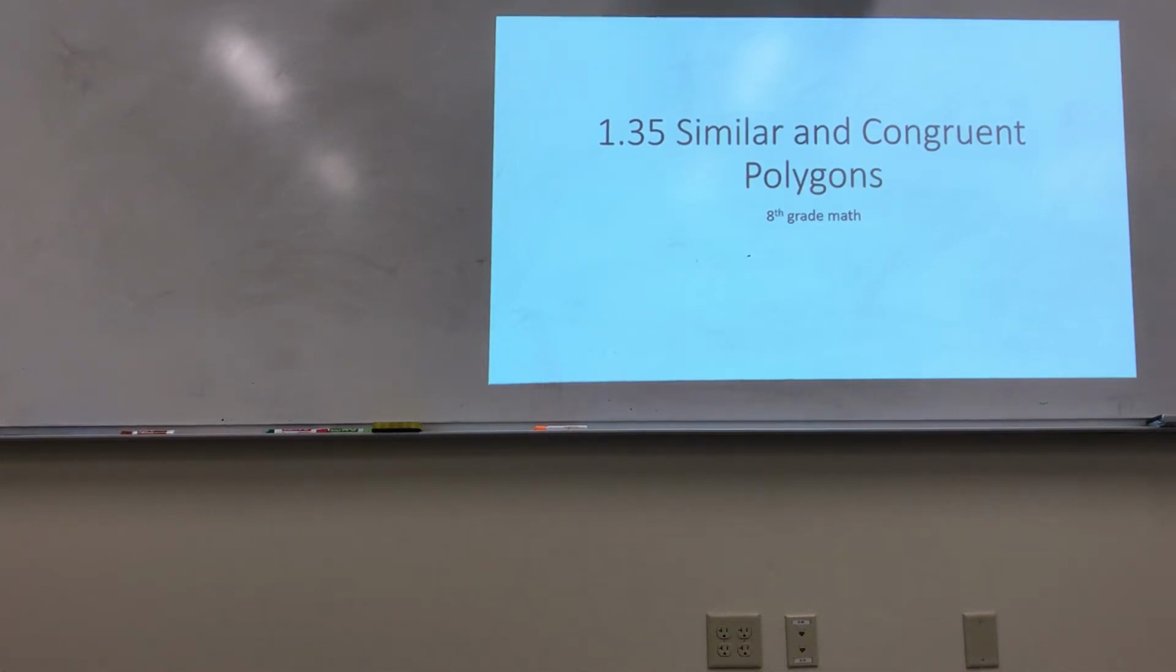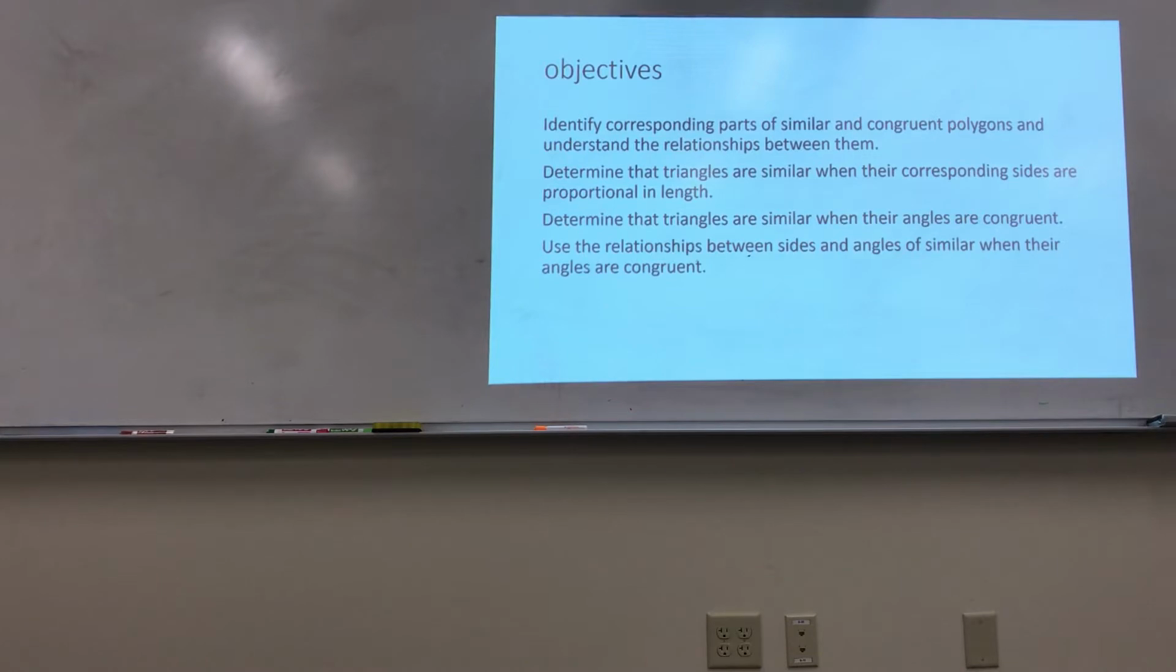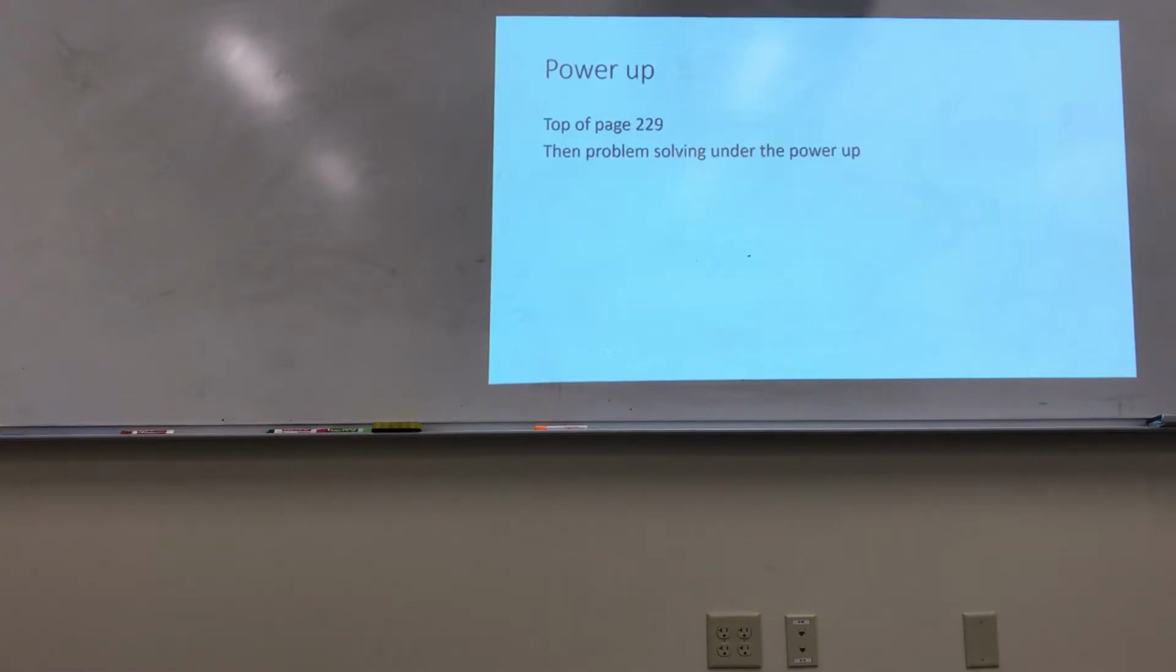Lesson 35 today, similar and congruent polygons. Objectives: identify corresponding parts of similar and congruent polygons and understand the relationship between them. Determine that triangles are similar when their corresponding sides are proportional in length. Determine that triangles are similar when their angles are congruent. Use relationships between sides and angles of similar triangles.